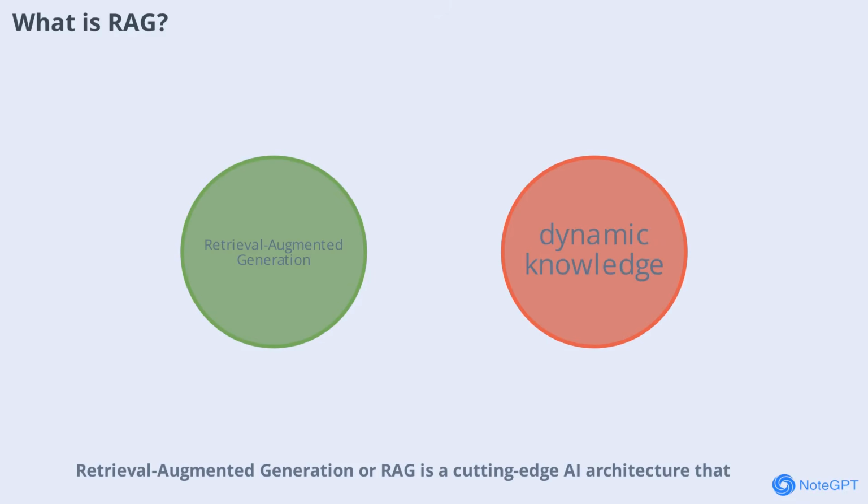Retrieval Augmented Generation, or RAG, is a cutting-edge AI architecture that combines information retrieval with generative AI. Imagine you ask a question, RAG first searches trusted knowledge sources for the most relevant information. Then it feeds this context to a large language model which generates a grounded, up-to-date answer.